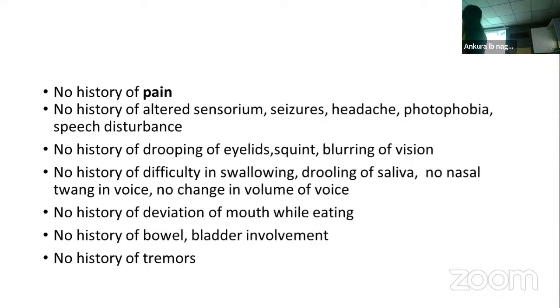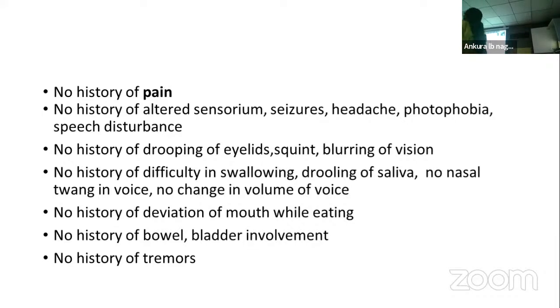No history of difficulty swallowing, drooling of saliva, no nasal twang, no change in voice. So pseudobulbar palsy. It again could be in your Bickerstaff or in your GBS, and also in any one of the things which can affect, like ADEM. So there could be encephalitis, myelitis, and also brainstem involvement. No history of deviation of mouth while eating. Facial involvement also can be there in Miller Fisher as well. No history of bowel bladder involvement. Again, it could be because of the spinal cord. No history of tremors.